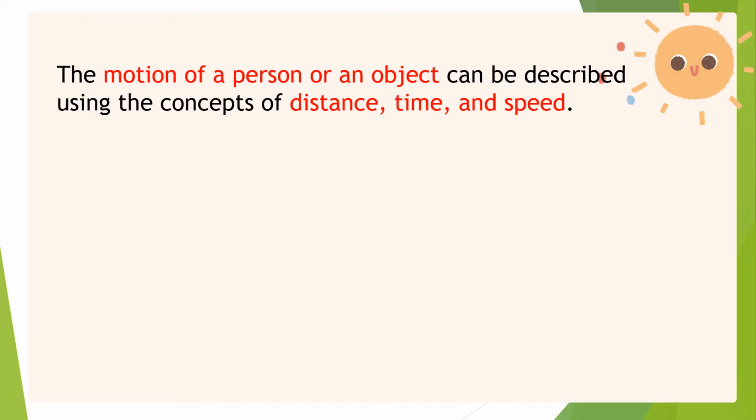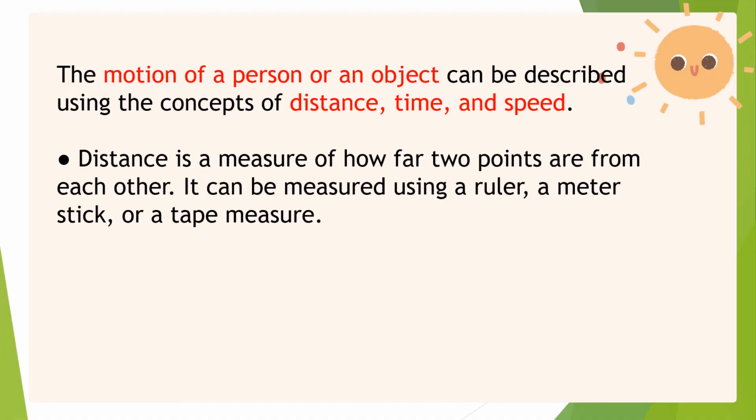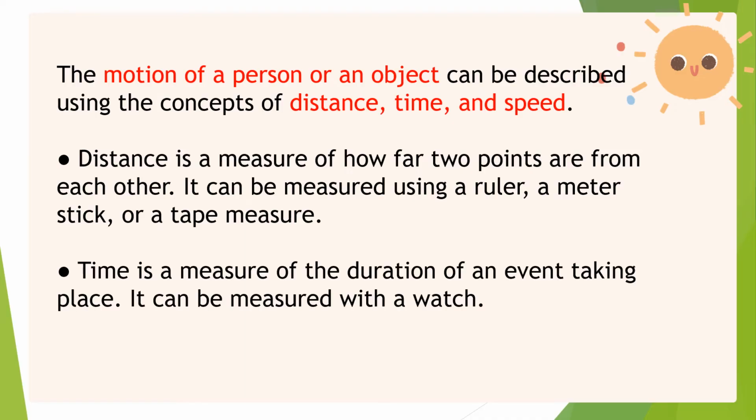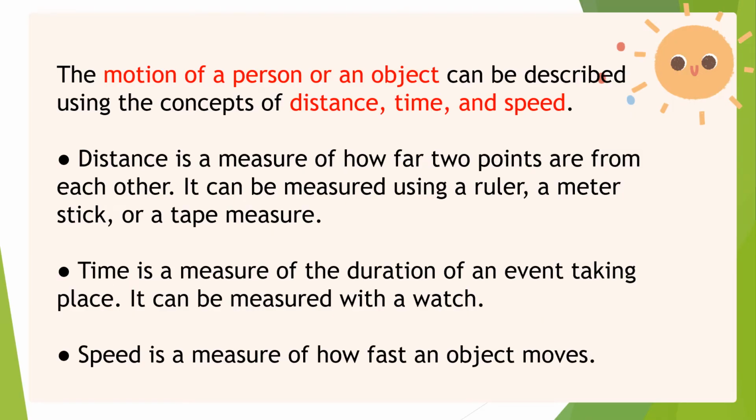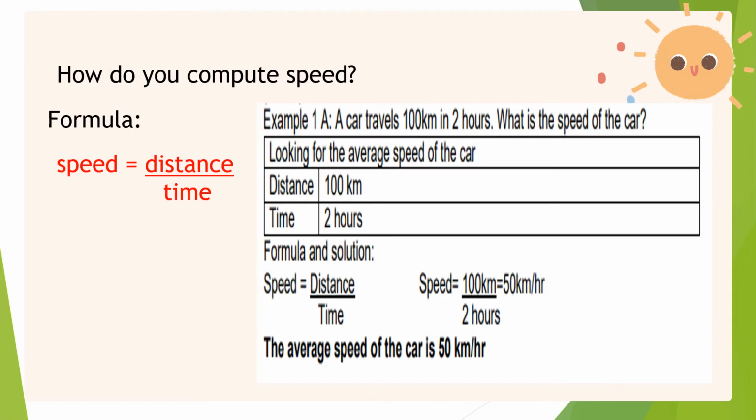The motion of a person or an object can be described using the concepts of distance, time, and speed. Distance is a measure of how far 2 points are from each other. It can be measured using a ruler, a meter stick, or a tape measure. Time is a measure of the duration of an event taking place. It can be measured with a watch. Speed is a measure of how fast an object moves.